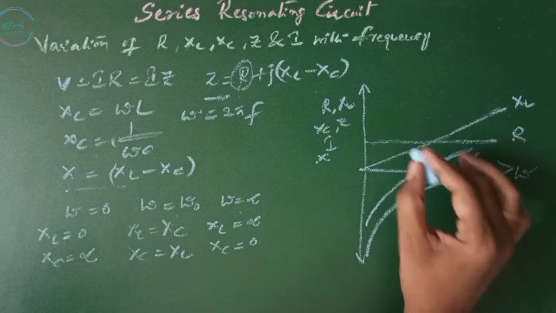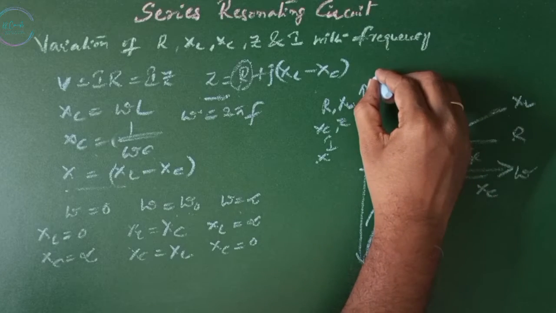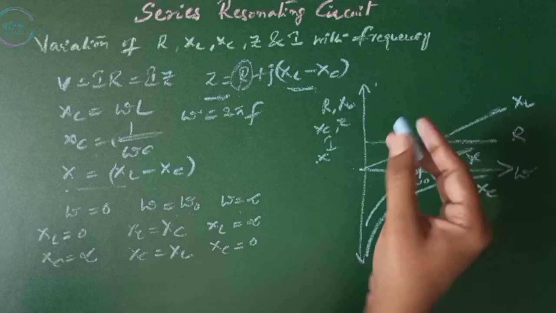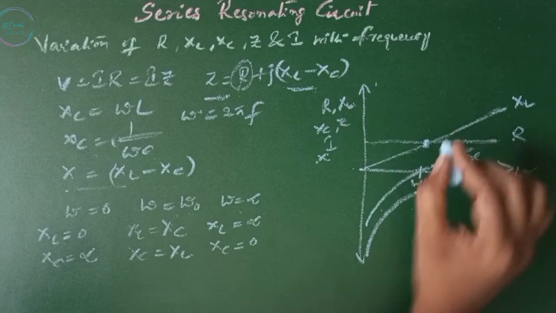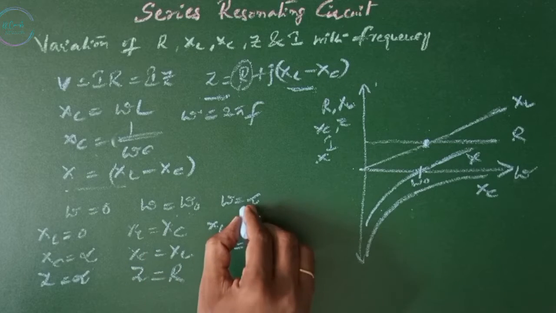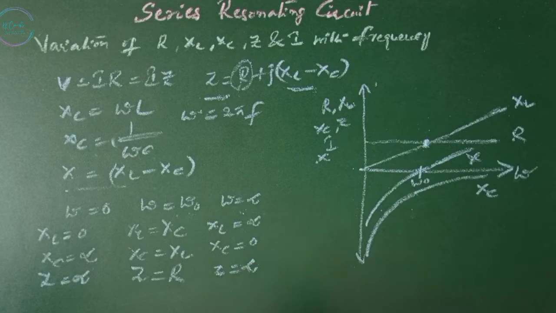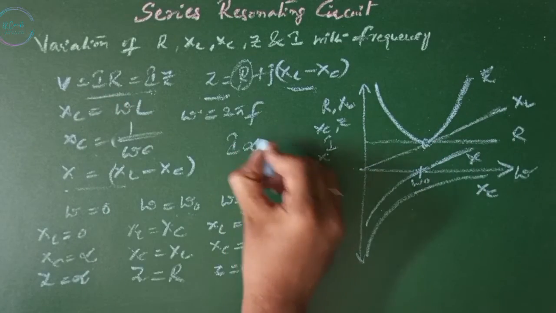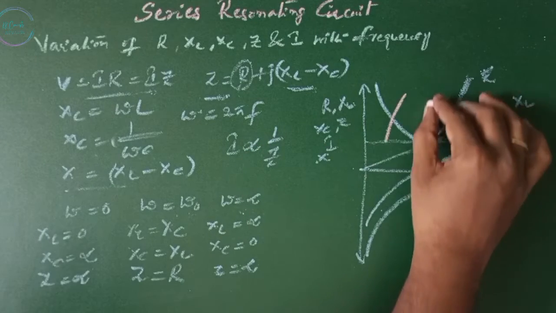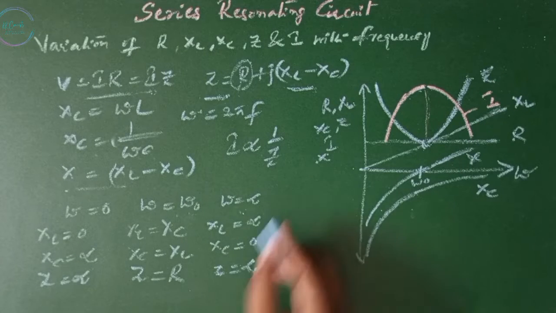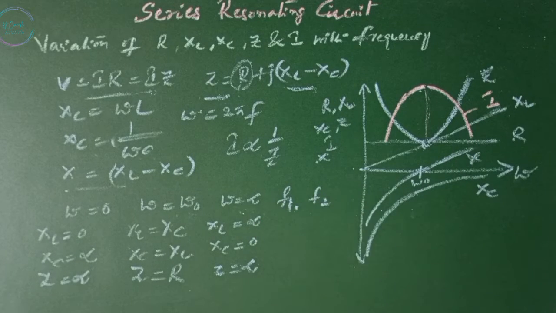At omega equals 0, Z will be at positive infinity, and it is going to decrease as this term decreases. It will become Z equals R at the resonance frequency. At infinity, Z equals infinity. From this equation, current I is inversely proportional to Z. This is our I.